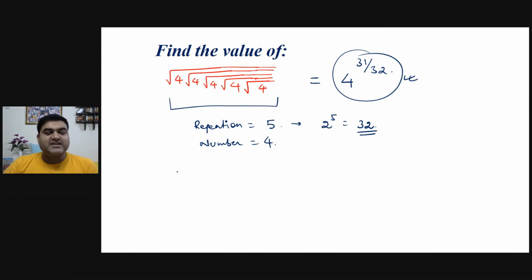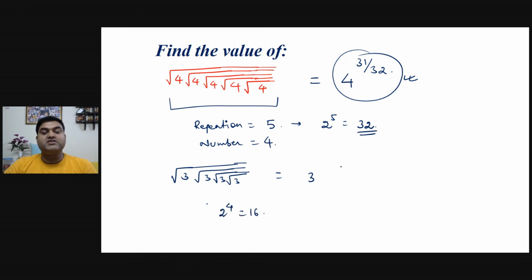Yes. Let's see another example. If it was under root 3, under root 3, under root 3, under root 3, then what was the value? The value of this will be 3 to the power of, how many times is the repetition? 1, 2, 3, 4 times. So 2 to the power 4 is equal to 16. So we would have written 1 less than 16, that is 15 divided by 16. Isn't it cool?